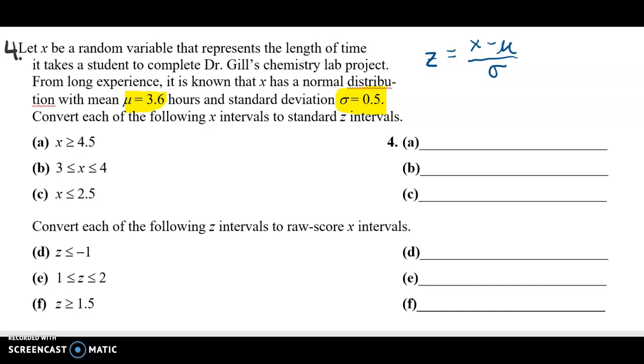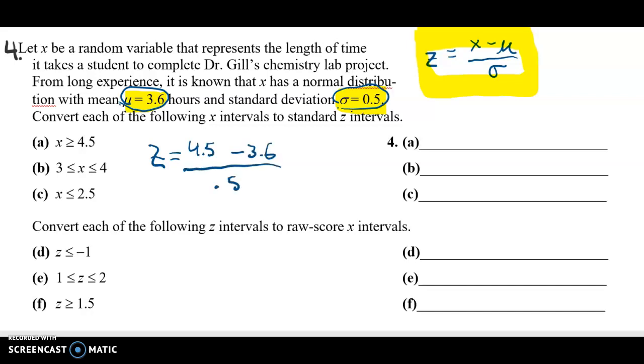So for the first part here, you'll see I listed to the right our formula for our Z-score. And this is simply practice in plugging into the formula. So I know that for all of these parts, I'm going to have mu is 3.6, sigma is 0.5, and then I'm going to fill in the formula. So for the first one, I'll have Z equals 4.5 minus 3.6 over 0.5. I get 1.8, so I can say Z is greater than or equal to 1.8 when I do that data transformation.